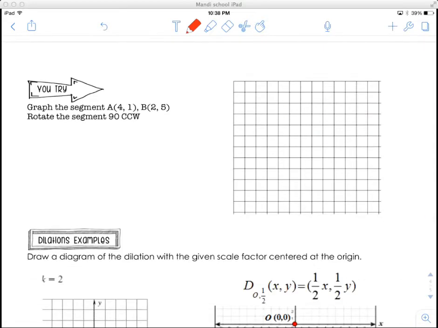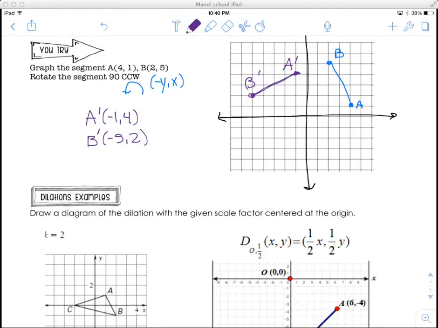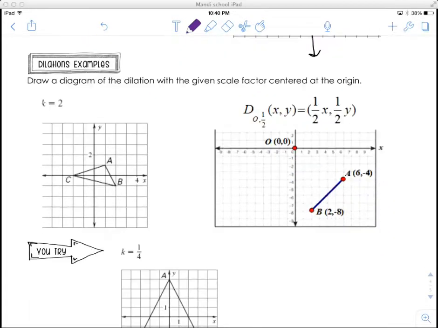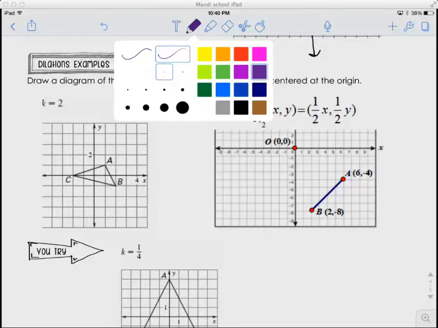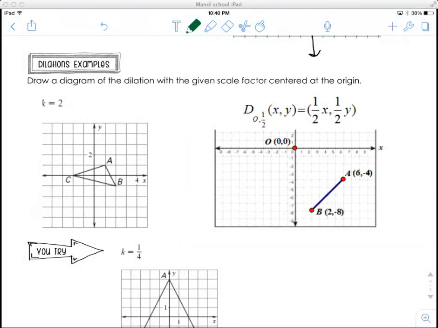Okay, so once again, I want you to pause, see how you do with this, and then check your answer. Once you've checked your answer and you're good, then let's go ahead and move on to the dilations examples. The first types of dilations that we're going to do are dilations from the origin, from the center. So a dilation means that it's multiplied by this factor.